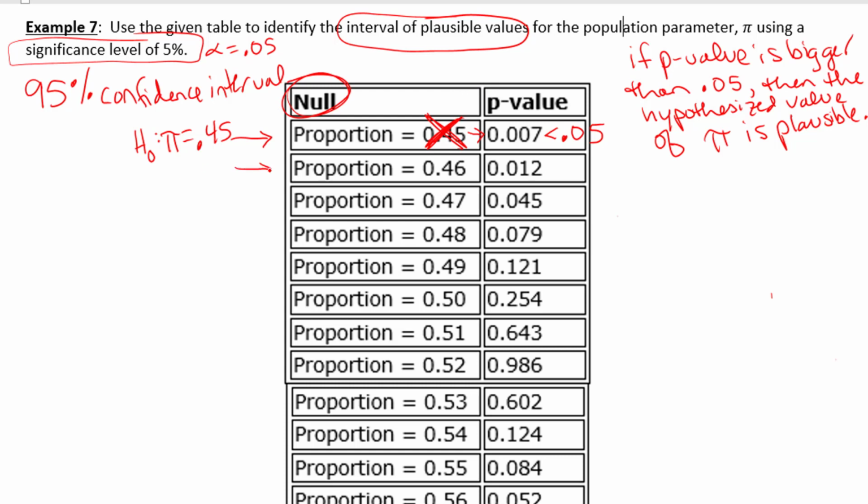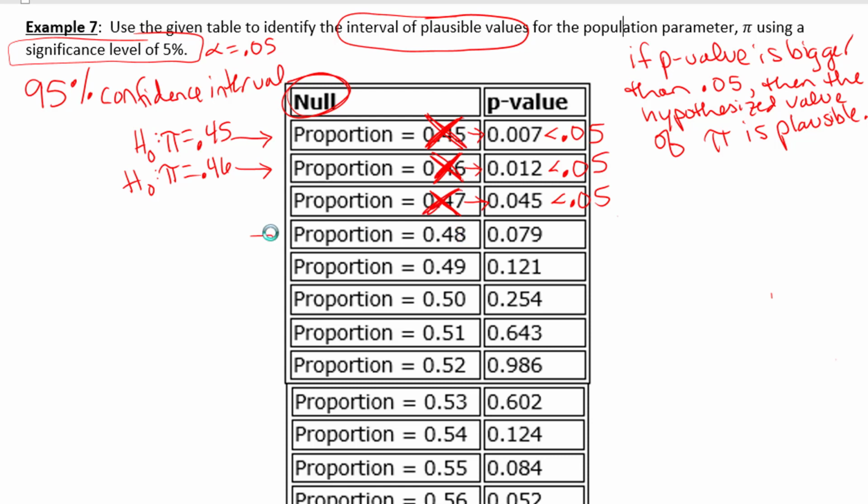A new null hypothesis. The new null hypothesis is that pi is equal to 0.46. If that's our null hypothesis, then we'll get a p-value of 0.012. Again, we compare it to the significance level, which is 0.05, and 0.012 is smaller than 0.05. So again, we reject this null hypothesis. That is not a plausible value of pi. And I repeat, if I do pi equals 0.47, that has a p-value of 0.045, which is smaller than 0.05. So we reject.